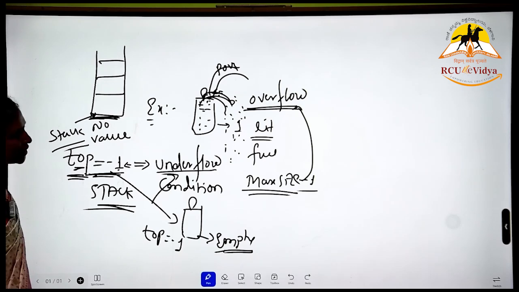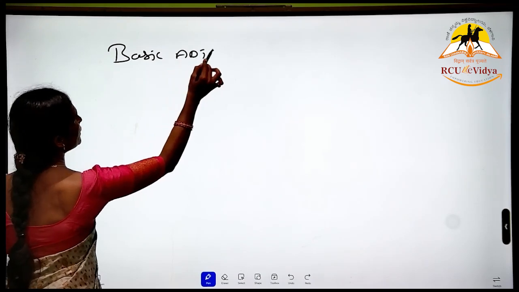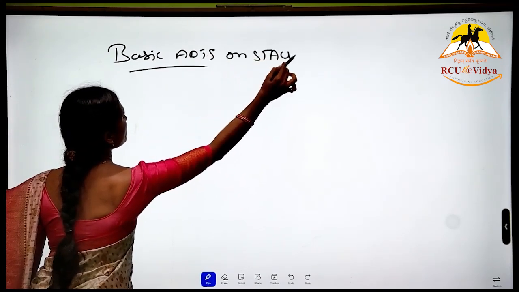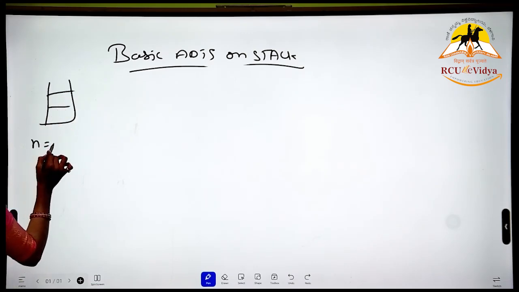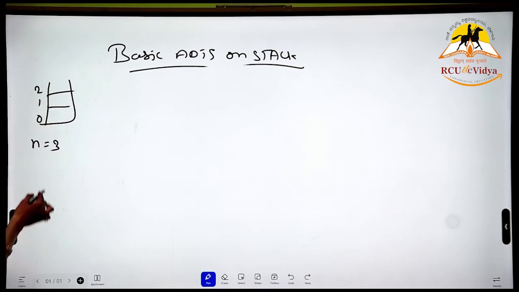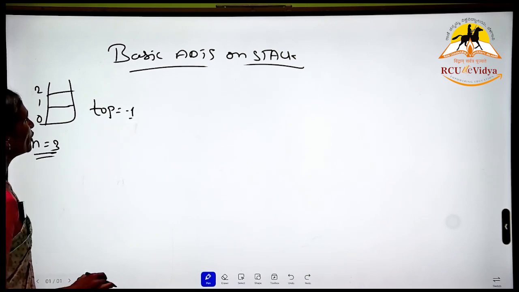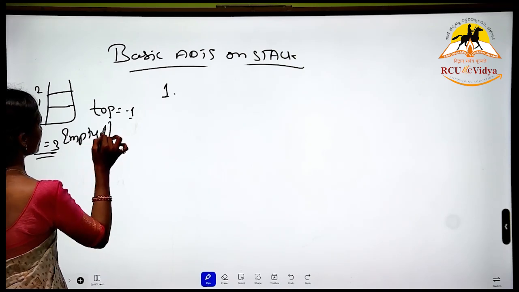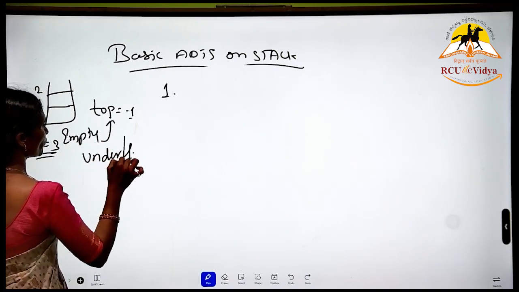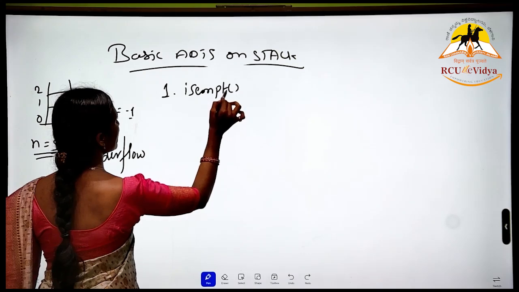And this is the stack representation. Okay, so what are the basic operations, the ADTs, we can perform on a stack? Here the stack is a representation with n equal to 3, with indices 0, 1, 2. Here we have taken the n value as 3. Initially, we assign top equal to -1. When it comes to the basic ADT, first we have to see whether it is empty. Empty means underflow. So the first method itself is isEmpty.